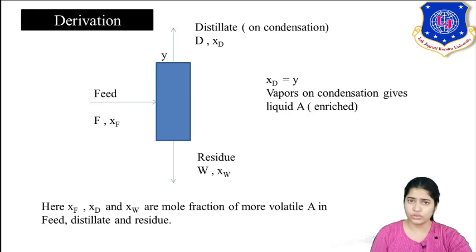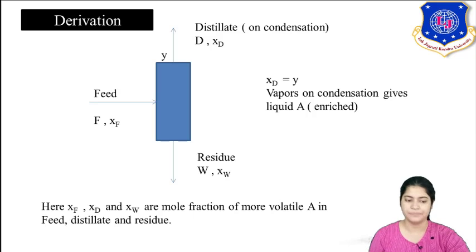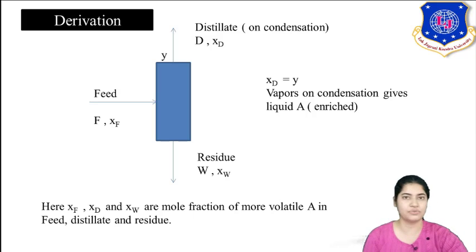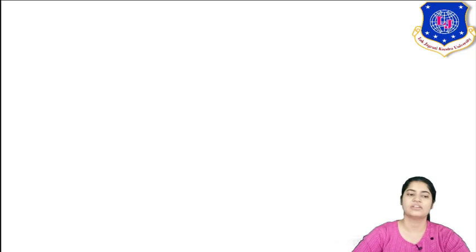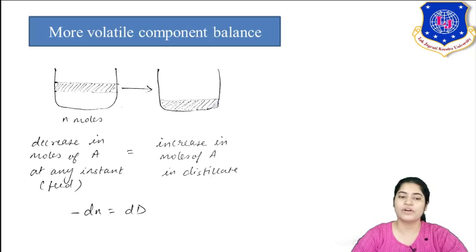Note down that XF, XD, XW are mole fractions of the more volatile component A. So you can see XD is equal to Y, because vapors on condensation give liquid A, which is enriched. Now moving forward, the more volatile component balance.